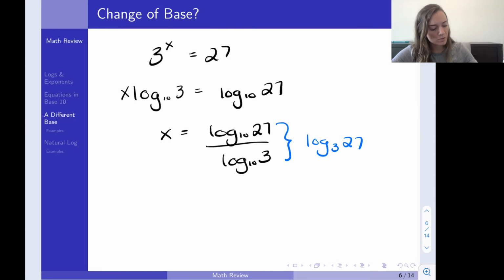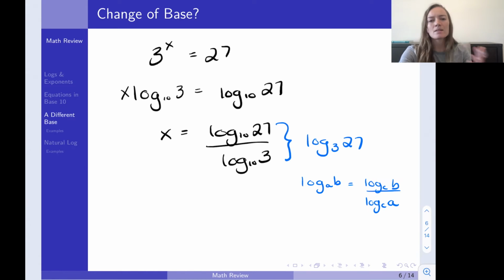So the change of base formula just says that, if you have log base a of b, that's equal to log of b over log of a of some new base. And I didn't go over the change of base formula in my previous video because you sort of never use it. This is like the only time I've ever used the change of base formula since like 10th grade. So I didn't go over it because it's really not that important.